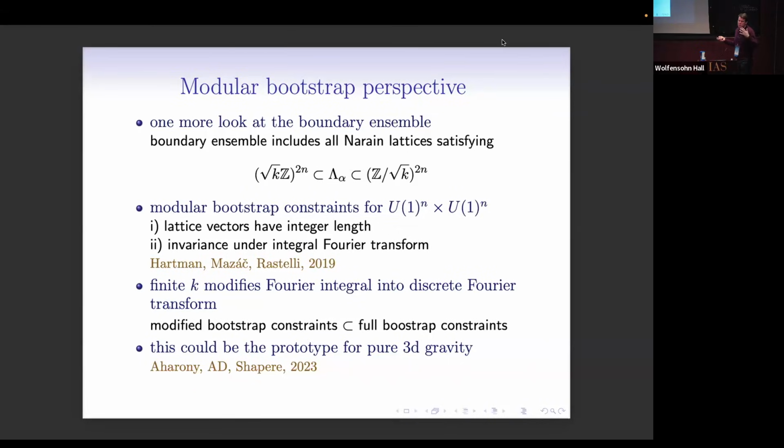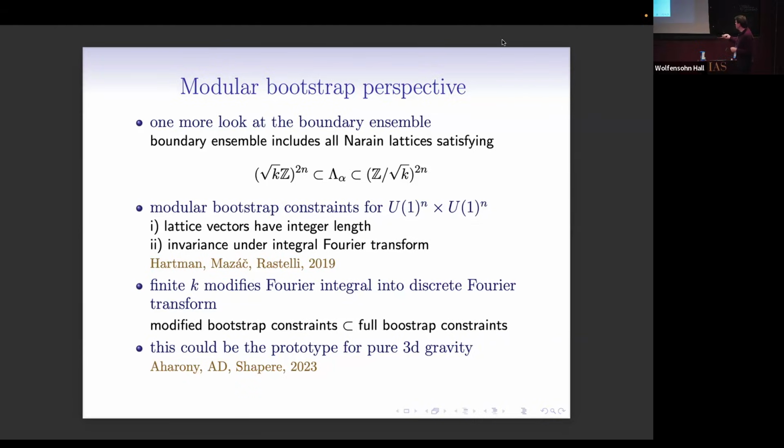And there are two constraints, at least at the level of a torus, to impose. Vectors should have integer length. And the important thing, the density of states should be invariant under the Fourier integral transform. What I'm doing here is essentially trading the integral Fourier transform for a discrete Fourier transform. And there are a lot of theorems which tell you that there are solutions to this discrete Fourier transform constraint. Another thing is that if I try to take k to infinity, the discrete Fourier transform will recover back the integral.